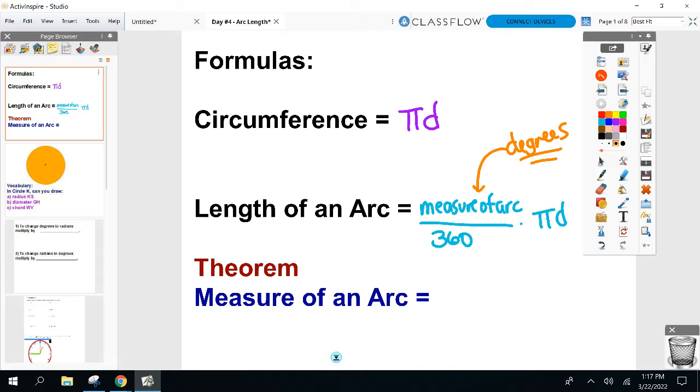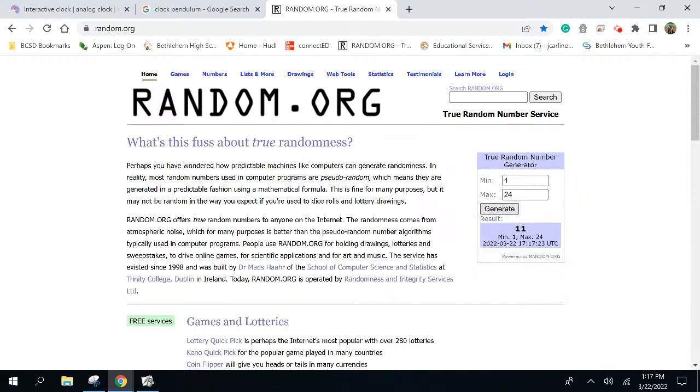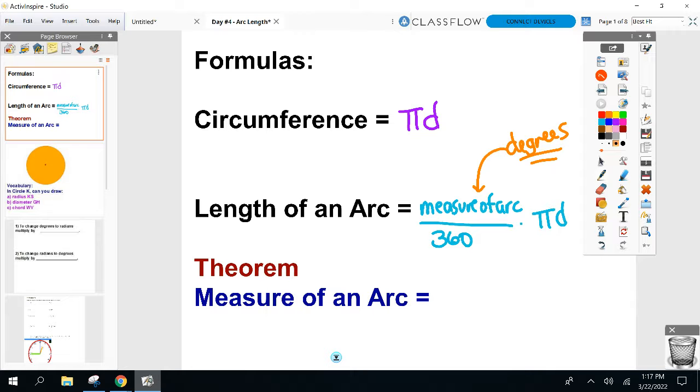Speaking of measure of the arc, how do I find it? Using what theorem? The measure of the arc is always equal to the measure of the central angle. There you go. Good. All right, we're all good there.